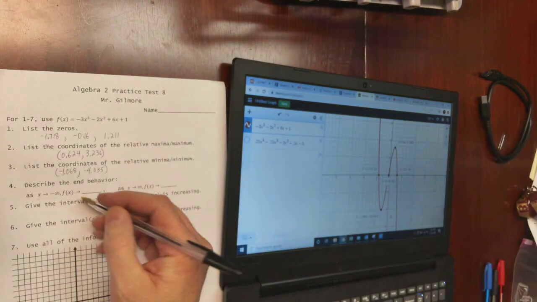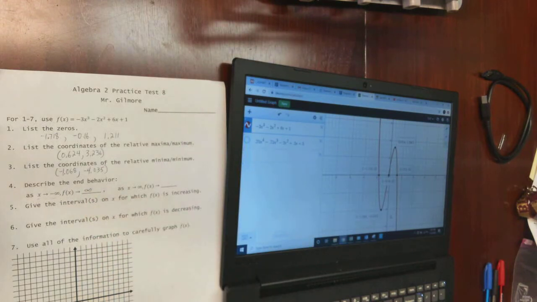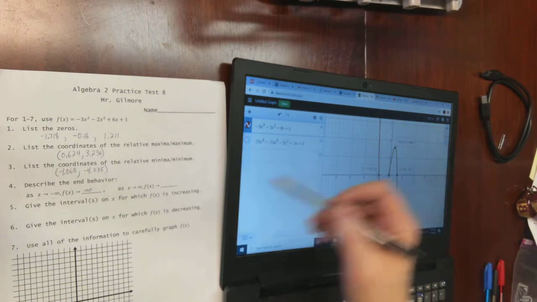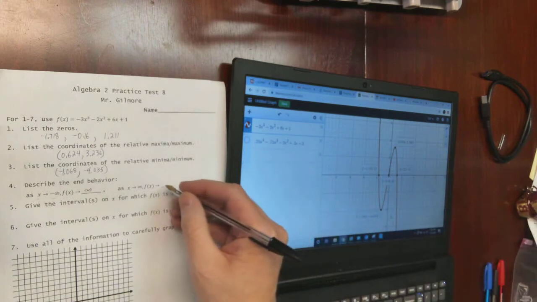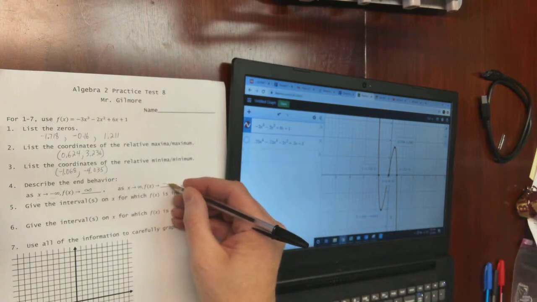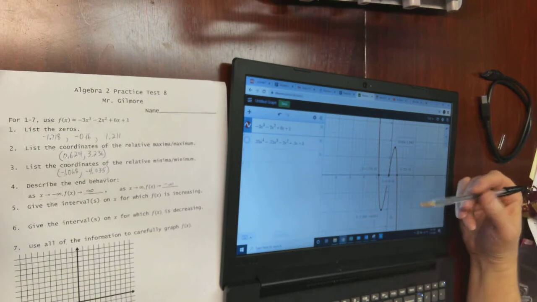Now, the left end, if you'll notice, the left end is way up high, and x to negative infinity, that talks about the left end, so it's positive infinity. That's how on the left side it goes way up, on the right side it goes way down. So I'm going to put negative infinity there. Now it says give the intervals on which f of x is increasing.